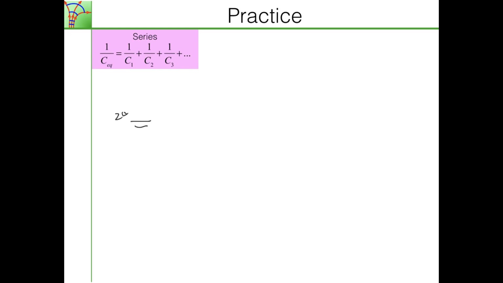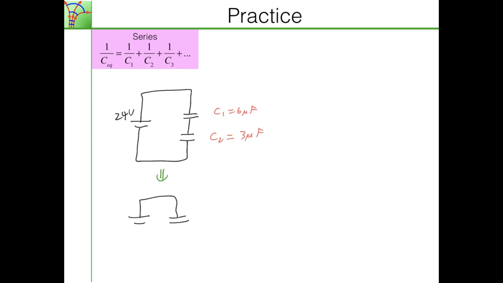So if I have that 24-volt battery right here, and I attach it to two capacitors in series, like so. And from before, C1 is 6 microfarads and C2 is 3 microfarads. And I'd like to rewrite this as an equivalent one capacitor, like this. C equivalent.